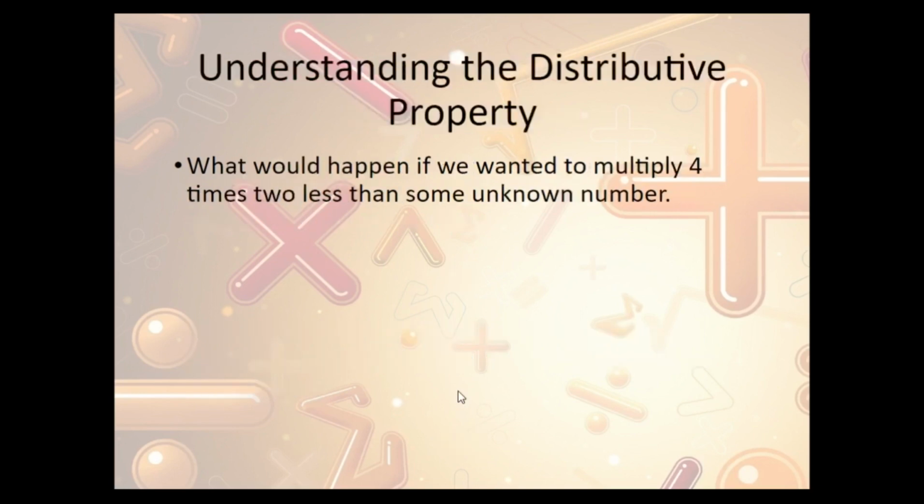So distributive property. It says, what would happen if we wanted to multiply 4 times 2 less than some unknown number? So instead of just being 4 times x, we want it to be 4 times some grouping of a number. So in this case, x minus 2. So we write it just like this, 4 times x minus 2.